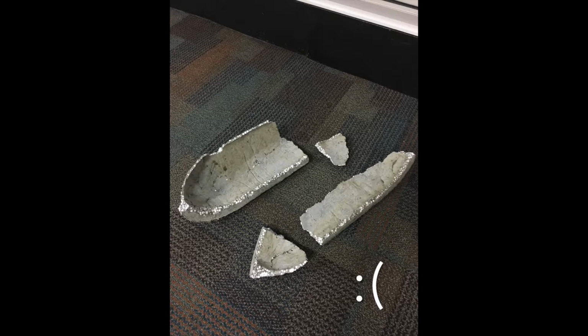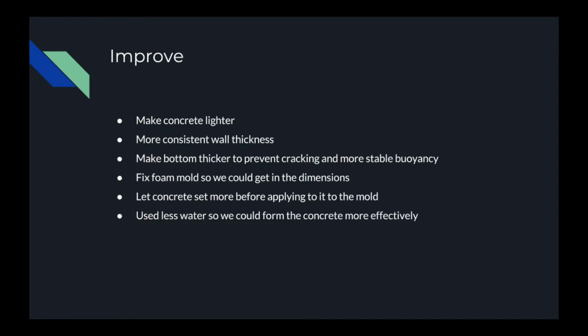Bertha cracked while coming out of the mold, which leads us to the next step in our design cycle. Improvement. We planned to make our second canoe of more consistent thickness since we thought the last one was too thin around certain parts and probably too thick around others. In order to do this, we let our concrete set more before applying it to the mold. In order to accommodate the thicker walls, we also had to make the mold smaller to still fit within the constraints.